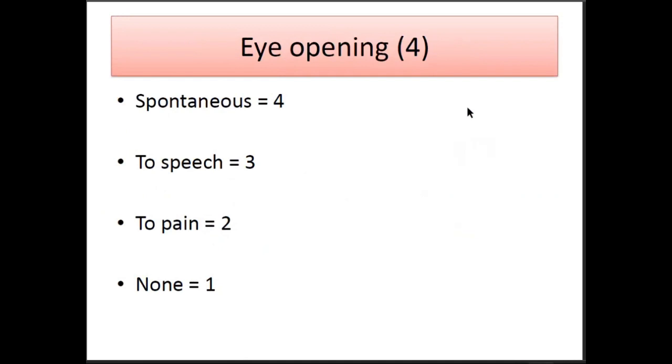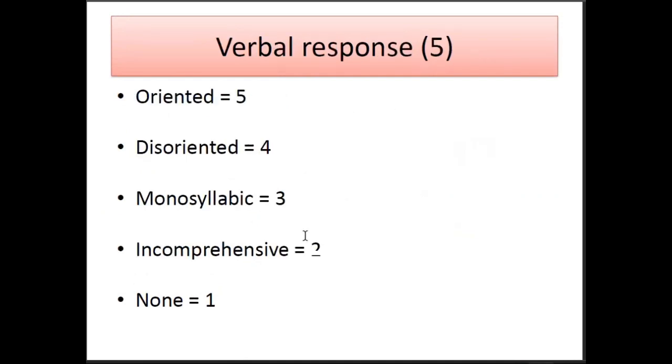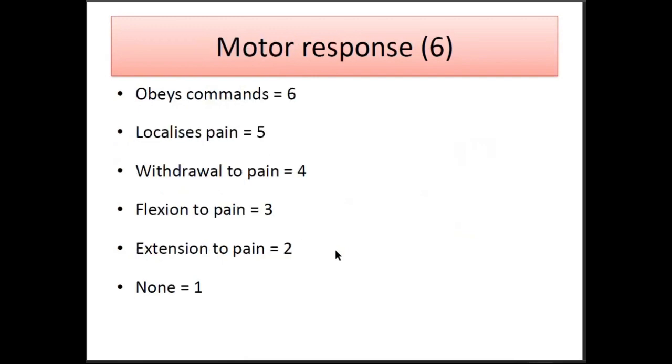Okay, so الI 4 spontaneous, to speech 3, to pain 2, none 1. الverbal: oriented 5, disoriented 4, monosyllabic يعني ما هو مفهوم كلامه 3, incomprehensive يعني بس كده voices 2, and none is 1. والفرق بين 3 و2 فرق بسيط، اللي هو هل هو البيشنت بيقول كلام كده أي كلام ولا ما بيقول شيء مفهوم. يعني عرفتوا؟ Very important.